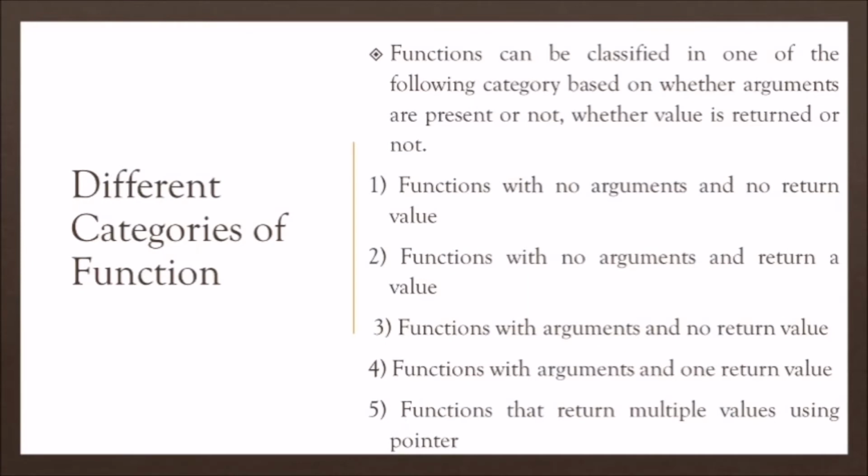Okay, so there are a total of 4 categories of user defined function: functions with no arguments and no return value, functions with no arguments but a return value, functions with arguments and no return value, functions with arguments and one return value, and the last one, functions that return multiple values using pointers. Okay, so let us discuss it one by one. We have already discussed the first two, with no arguments and no return value, and with no arguments and a return value. So we discuss the remaining three.